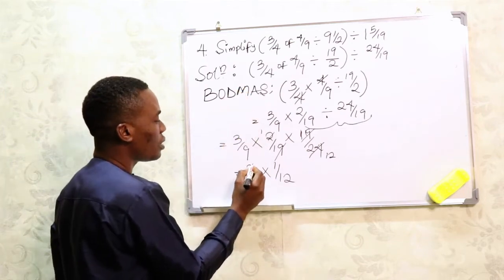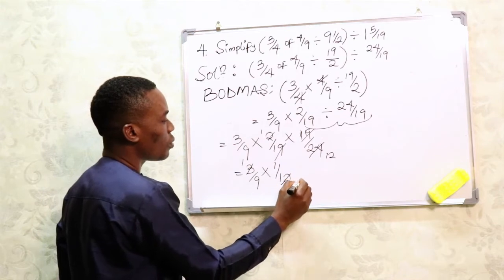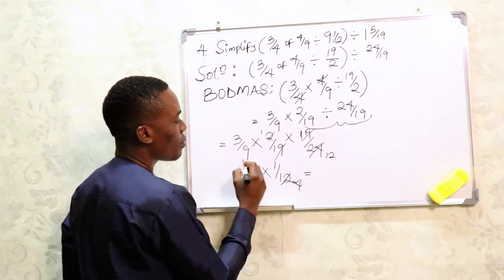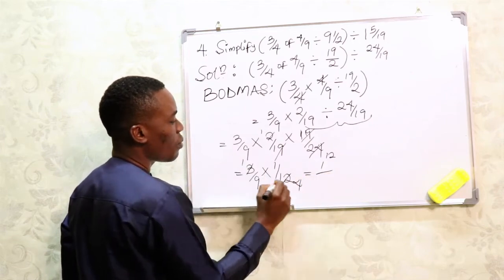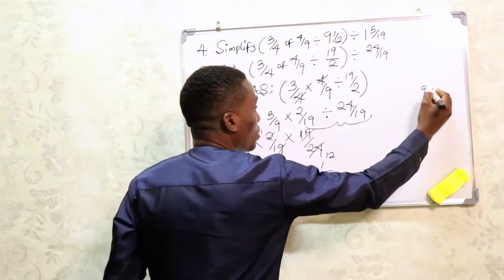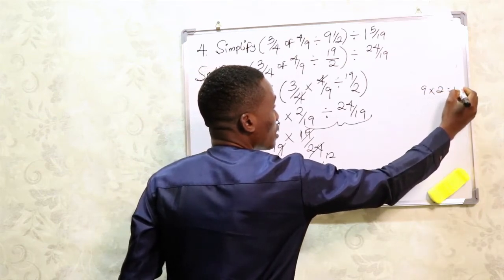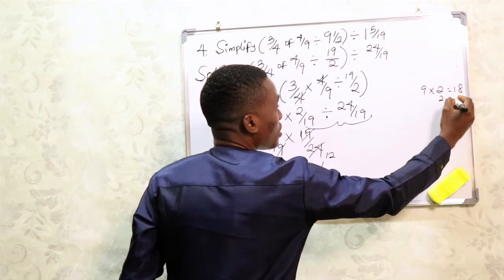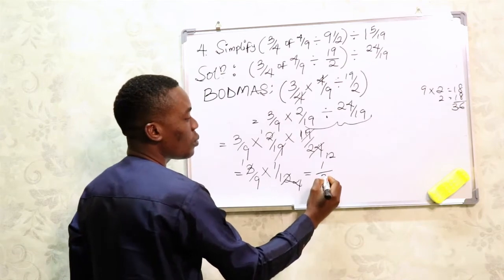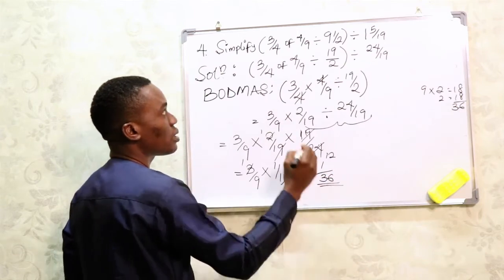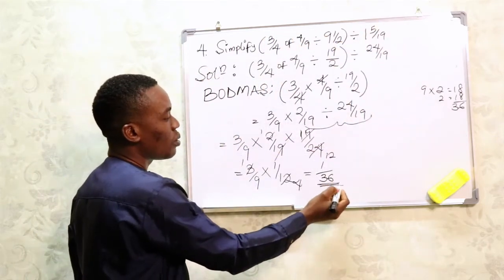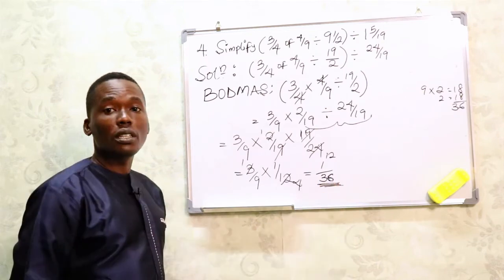Now when we multiply, 3 here will give you 1, and 3 here will give us 4. When we expand further, we are going to have 1 times 1 to give us 1, and then 9 times 4 will give you 36. So our result will be 1 divided by 36. So simplifying this whole fraction in BODMAS will give us 1 divided by 36, which is the solution.